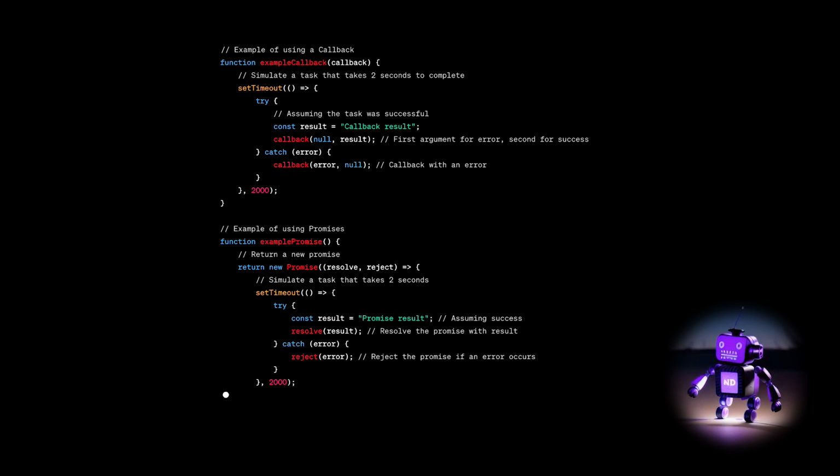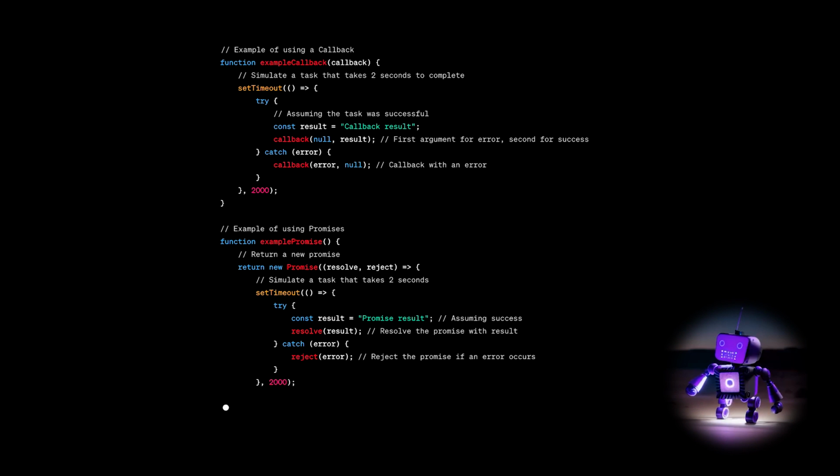How it works: the function returns a new promise object, taking 2 functions as parameters: resolve and reject. Inside the promise, setTimeout simulates an asynchronous task. Upon successful completion, resolve is called with the result, while reject is called if an error occurs. This structure simplifies error handling and chaining asynchronous operations compared to callbacks.